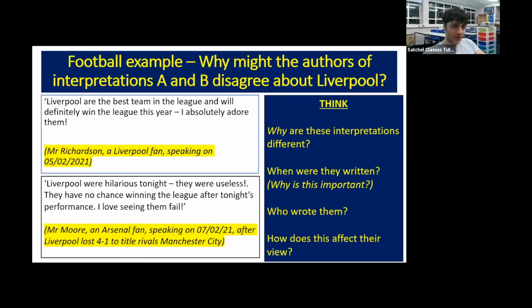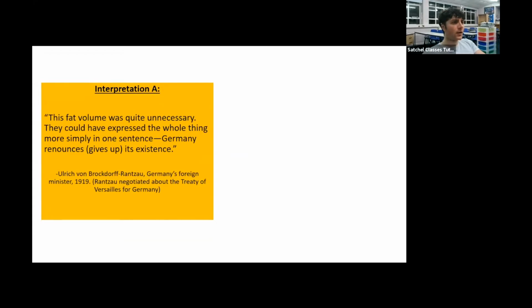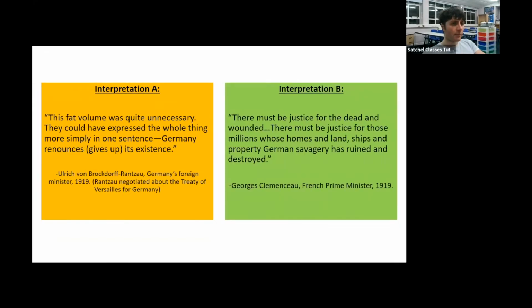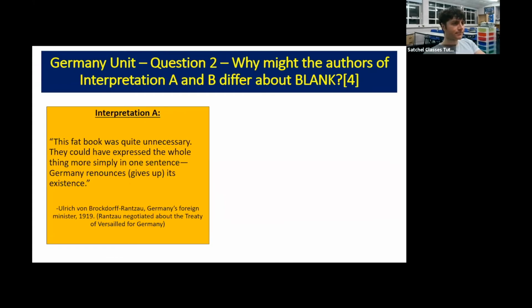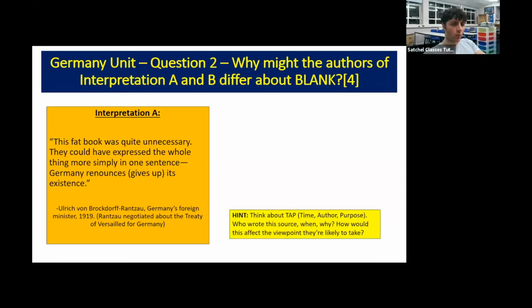So we're going to do the same process then with a historical example. So let's have a look. We're coming back to Rantzau, the German negotiator on the Treaty of Versailles, and Clemenceau, the French Prime Minister. So why might Rantzau take such a negative view of the Treaty of Versailles? What do we know about him from the provenance that would suggest that?